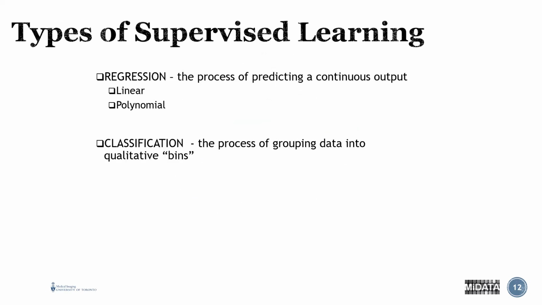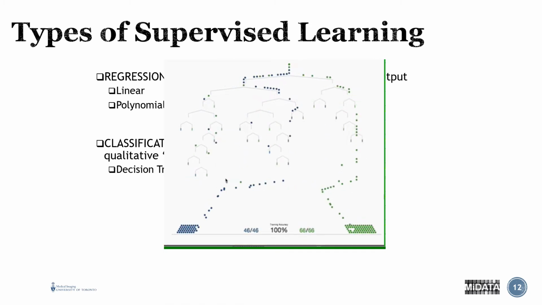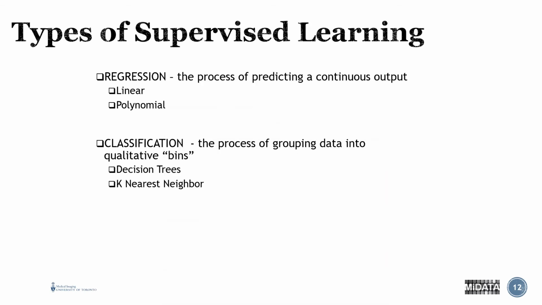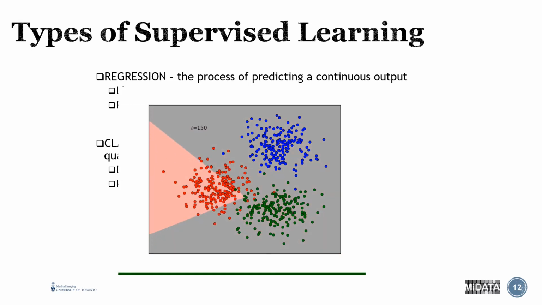Now, what if we do have a categorical outcome? Then it's classification, and it's the process of grouping data into qualitative bins. The first algorithm that comes to mind is decision trees. Here's a wonderful little figure of how decision trees work. You can also do what is called k nearest neighbor. In this case, it is a non-parametric approach to binning your data, essentially.